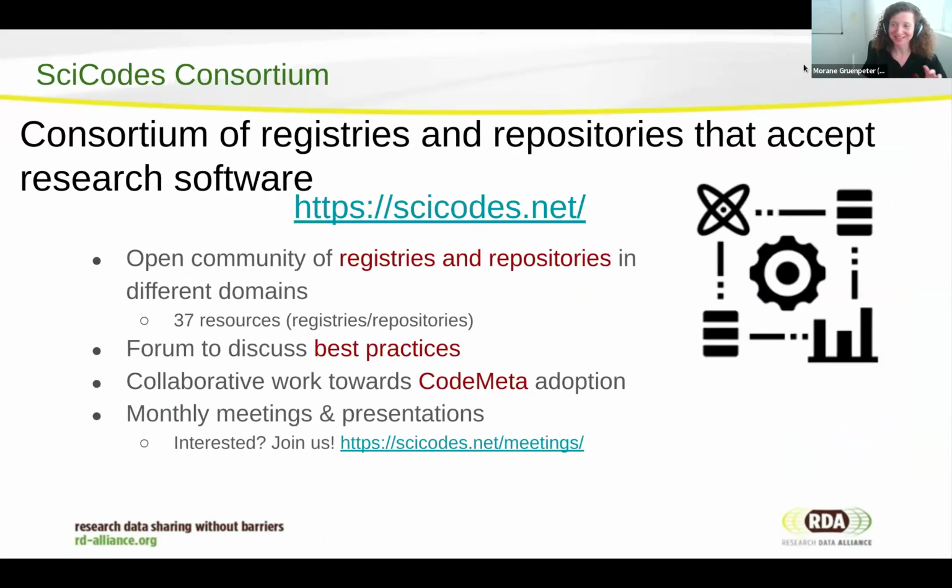The last thing before the activity is the Consortium of Registries and Repositories. We meet every month, and tomorrow is the next monthly meeting. We have 37 resources in this consortium. It's a forum to discuss best practices and collaborate on CodeMeta adoption. You have heard a little bit about CodeMeta. If you want to know more about it, there are some presentations on the CodeMeta website. If you are an infrastructure holder, you are welcome to join the consortium, but it's also an open meeting, so you can join if you are interested in listening in.